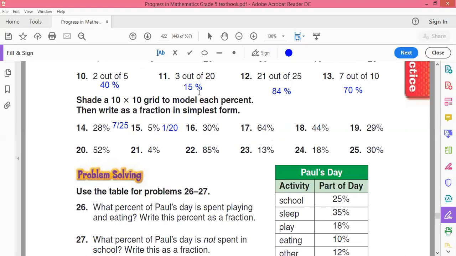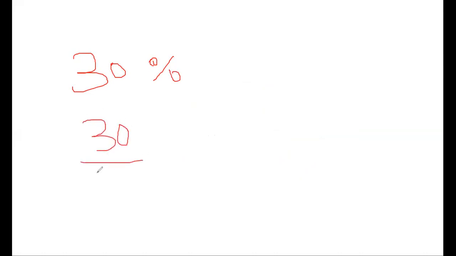Now 30%. How to do this one? Look. Whiteboard. Remove this. Right here. 30%. Teacher, 15 over 50. We'll check this one. As you know, we remove the percentage sign and we divide by 100.